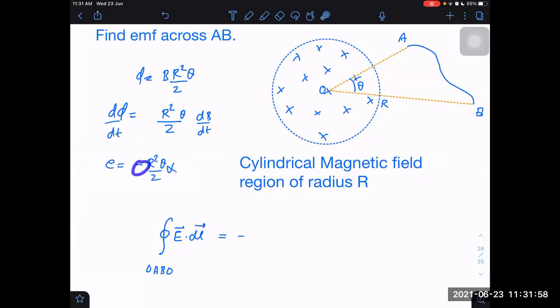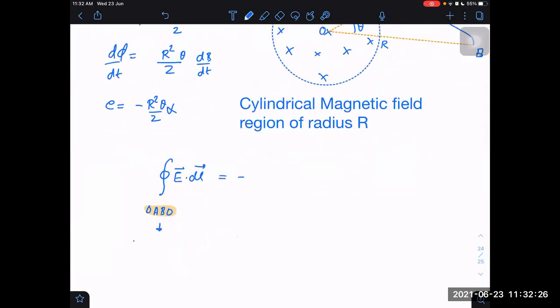What does this minus sign indicate? It simply indicates that in our loop OBA, what loop have I taken? I have taken OABO. Why have I taken OABO? I have taken OABO because the magnetic field was into the plane. According to the right hand thumb rule, if the magnetic field is into the plane, then I should find EMF in which loop? I should find EMF in loop OABO, by the right hand thumb rule. So this I am deciding.